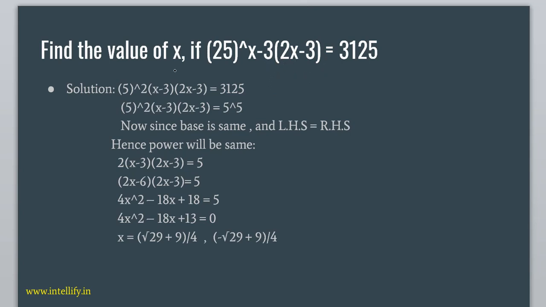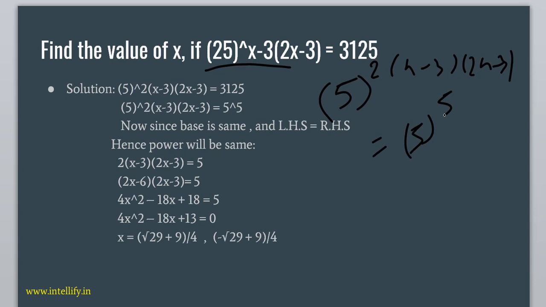So we can write 25 as 5 square, which will help us to write this as 5 square to the power 2x minus 3, and 3125 is equal to 5 to the power 5. Now since bases are equal and LHS equals RHS, this will be equal to this. Here it is, this equation. Now simplifying this equation, we would get 4x square minus 18x plus 13 equals 0.